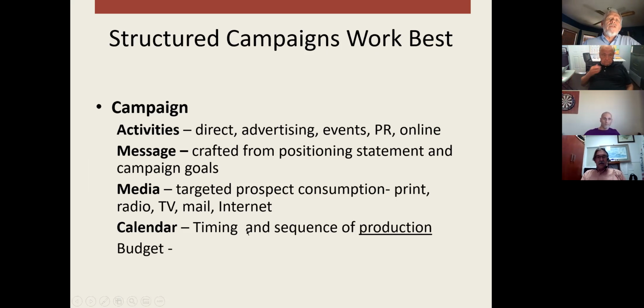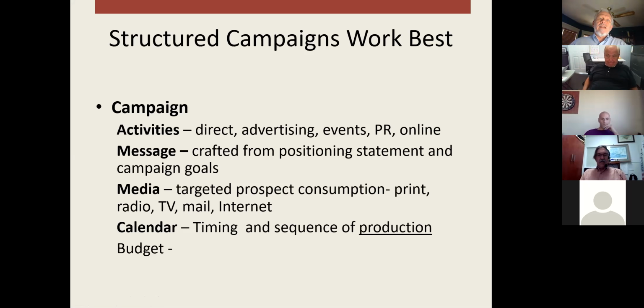Then you need to determine how long you're going to do it, what the sequence of it is, and then you need a production plan. Now, keep in mind here, this is unlike lots of parts of businesses. These are typically done as projects. So you've gone through the process. You've built a campaign to a project to build your marketing plan.